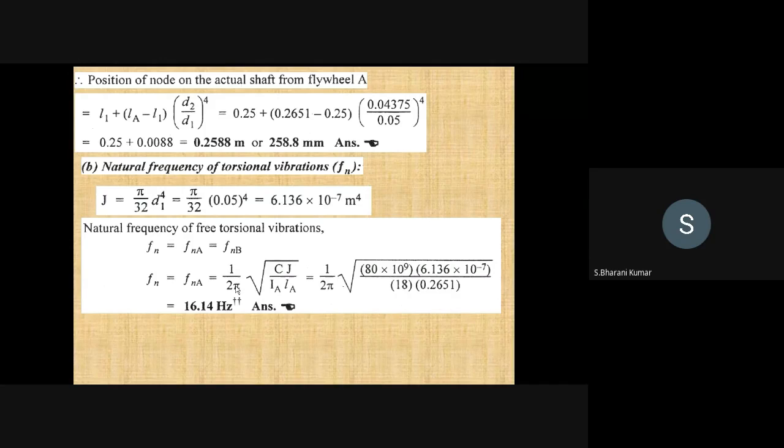I will tell you the value for Fn of B: 1 by 2 pi square root of C into J. The value of C is the same, J is also the same, only I and L will vary. Check how much it comes to and tell me. Anybody having a calculator in your hand? You can solve it. Put all the values, 1 by 2 pi square root of C into J, and instead of IA and LA, I am giving the other values. Have you taken it? Someone ask, I will tell you. The LA value, the IA value.